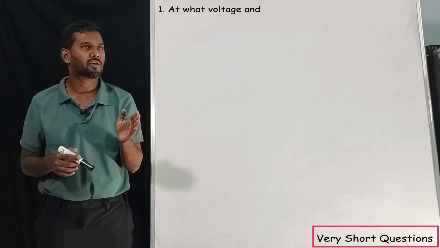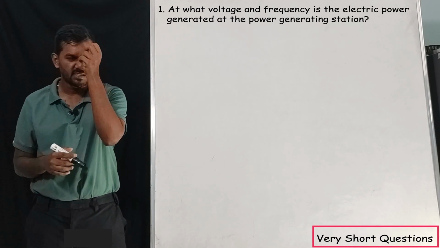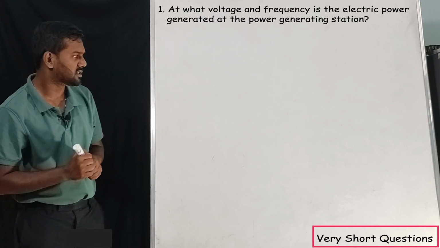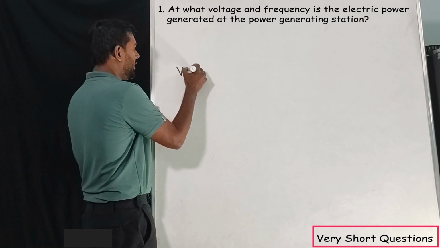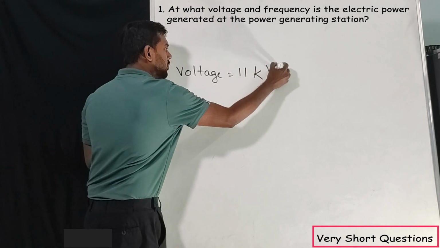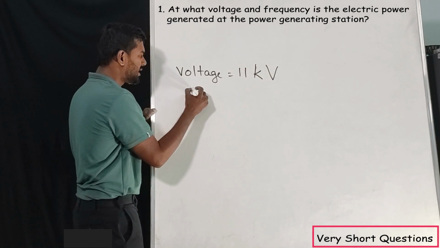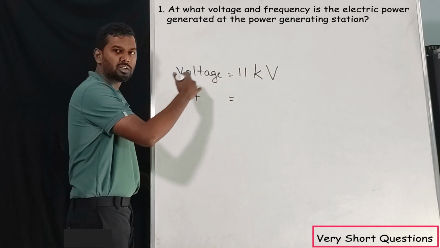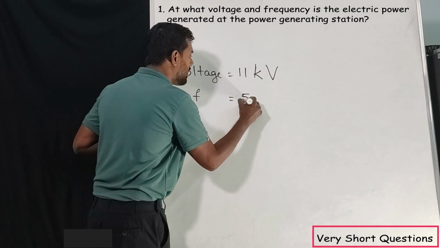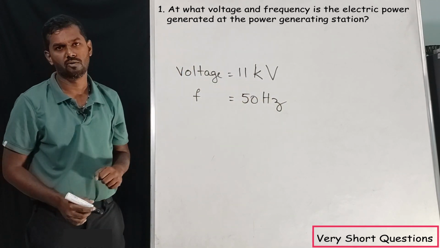At what voltage and frequency is the electric power generated at the generating station? So they are asking us to write what voltage we are generating at the generating station. The generated voltage will be 11 kilovolt. K should be small, keep that in mind. Then they are asking us to write the frequency. Throughout India, so we are talking especially about India, the frequency in India will be 50 hertz. Hertz is the SI unit of frequency.